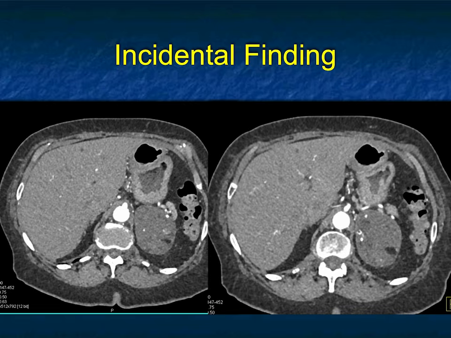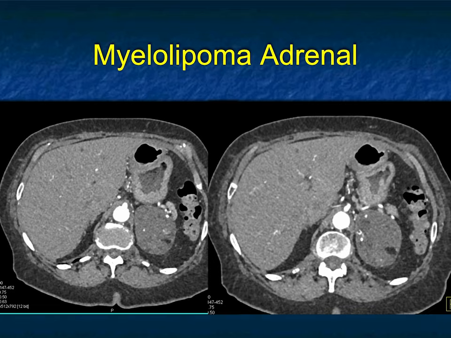This is a classic appearance of an adrenal myelolipoma. Yes, myelolipomas can be all fat, but myelolipomas can also have minimal fat. If they're over 5 centimeters, they'll typically be resected because of the chance of spontaneous bleeding.